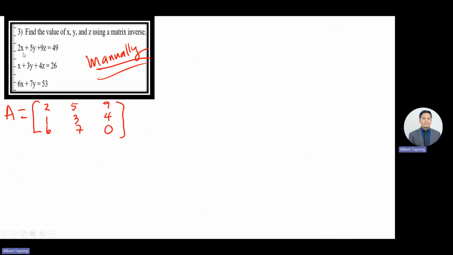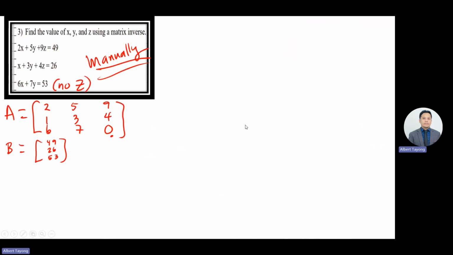So here we have the complete set, 2x, so we have 2, then 5, 9. Here we also have the complete set, 1x plus 3y plus 4z. Here we don't have z, so as you can see here, we have 0. We have x 6 and y is 7. Okay, and our B is after the equal signs. We have 49, 26, and 53. So always we have to generate two matrices, A and B.